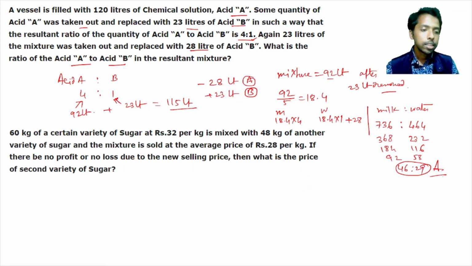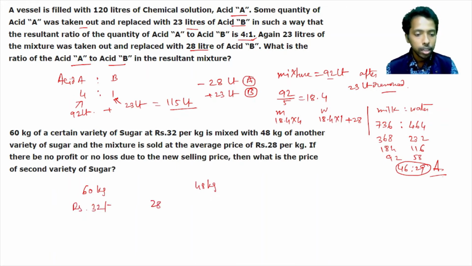Moving to the next. 60 kg of a certain variety of sugar, rupees 32 per kg, is mixed with 48 kg of another variety of sugar. Okay, so this is the quantity, that is 60 kg here, and this is 48 kg, right? The price here is 32 rupees per kg, right? And sold at an average price of 28 rupees, right? Now, what's it saying? There would be no profit, no loss due to the new selling price.